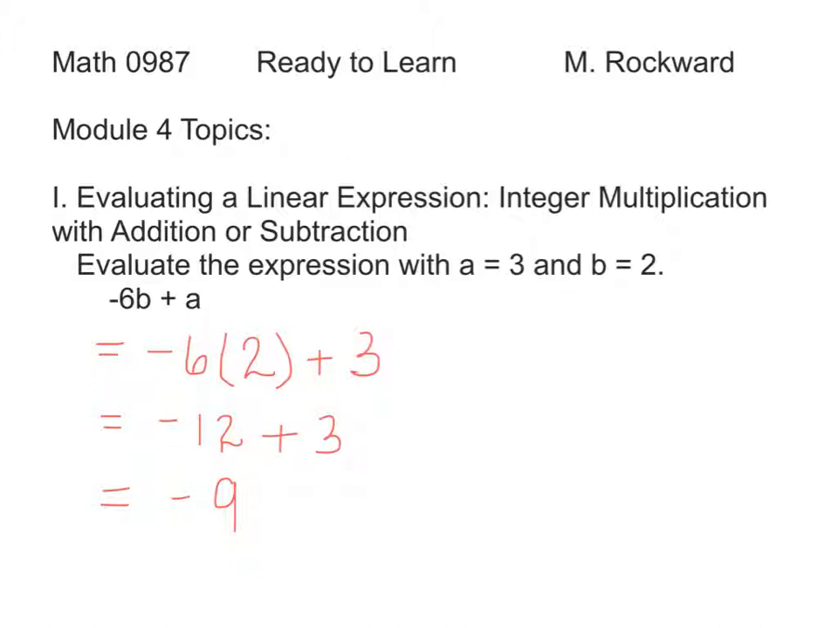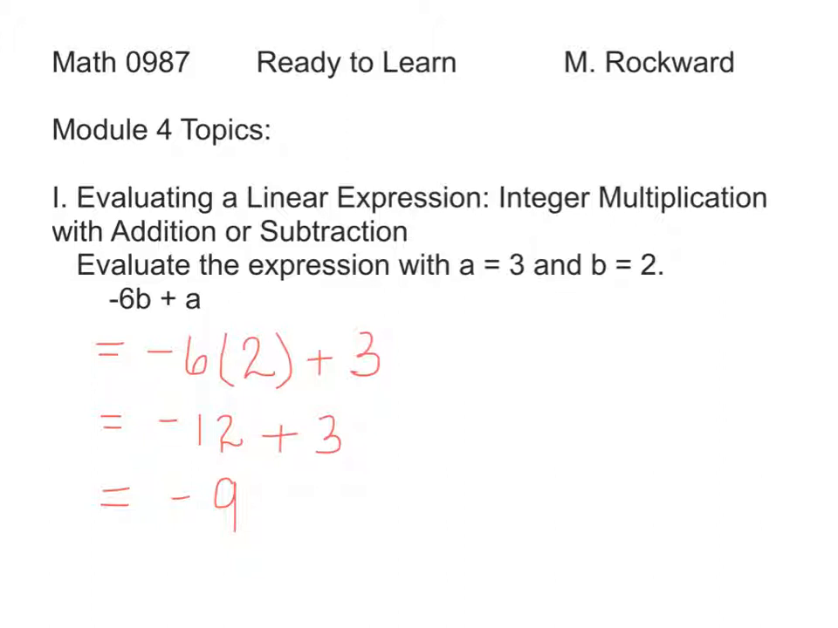So here you're asked to evaluate the expression with a equals 3 and b equals 2. The expression is negative 6b plus a. What you're going to do is everywhere you see b, you're going to put 2. Everywhere you see a, you're going to put 3. So we end up with negative 6 times 2 plus 3.